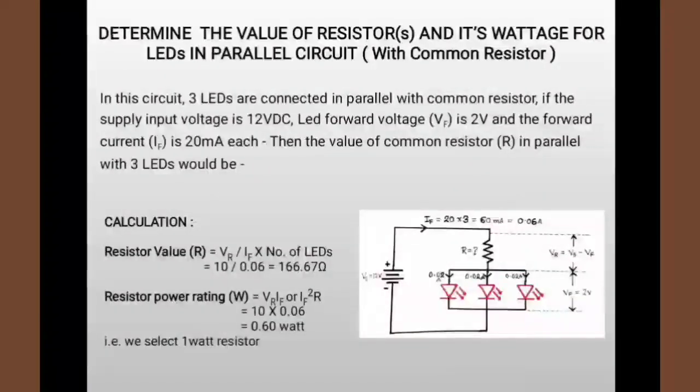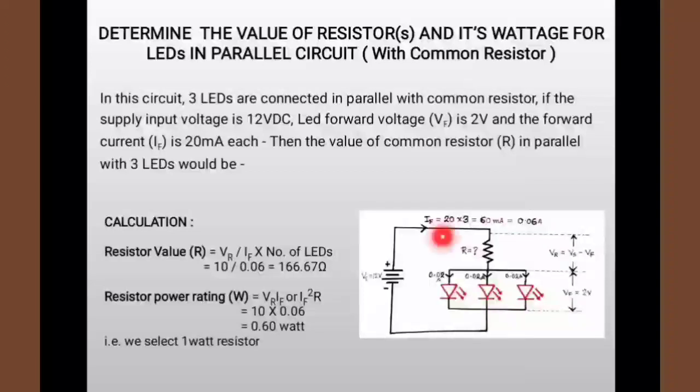Let's assume in this given circuit 3 LEDs are connected in parallel with a common resistor R. Here the supply voltage is 12 volt DC. Forward voltage and forward current of each LED is 2 volt and 20 milliampere respectively. This is a parallel circuit, so voltage drop across each LED is the same, that is 2 volt. And total current is the sum of the currents through each LED.